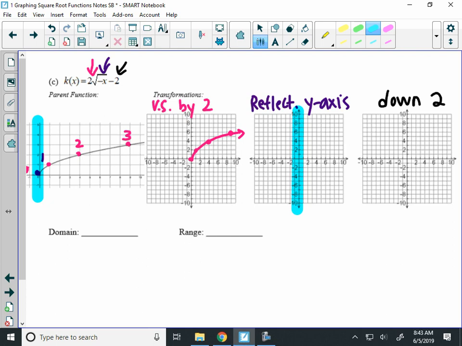Now when I reflect this over the y-axis, you still need to know what the y-axis is. That's the up and down, vertical one. So you're going to take all the points and flip them over that blue axis there. The origin stays the same. This point at 1, 2 goes to negative 1, 2. It's going to go the opposite way. Negative 4, 4, and negative 9, 6. So now my graph is flipped the other direction. And finally, you just take each of those points and move them down 2.